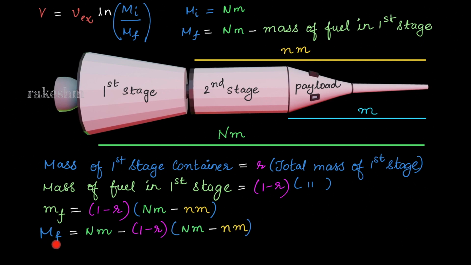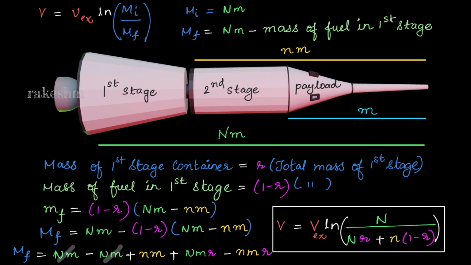So finally the mass after the first stage burn will be total mass minus mass of fuel in the first stage. So total mass is capital N into m minus the mass of fuel we have found here. Just expanding this, we get this as the final mass. We can cancel out capital Nm and capital Nm. So finally we have Mi as capital N into m and Mf we have this value.